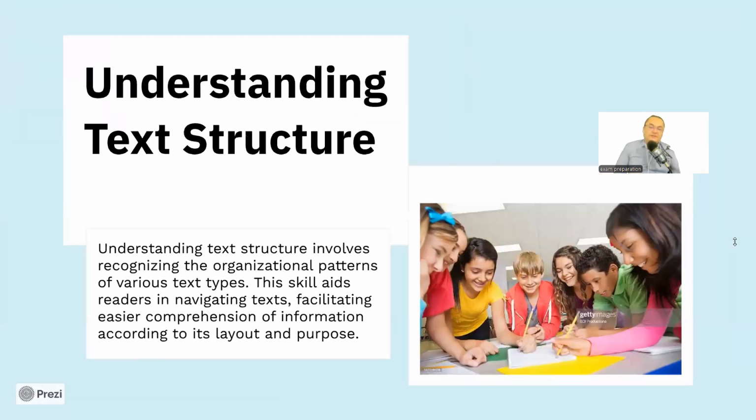Then we have understanding text structure, which involves recognizing the organizational patterns of various text types. This skill aids readers in navigating text, facilitating easier comprehension of information according to its layout and purpose.